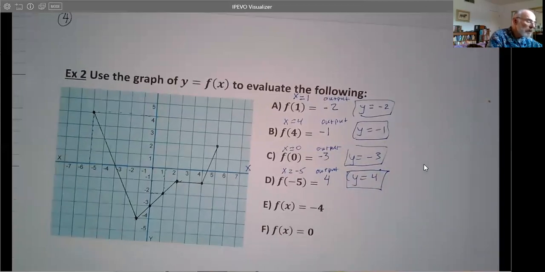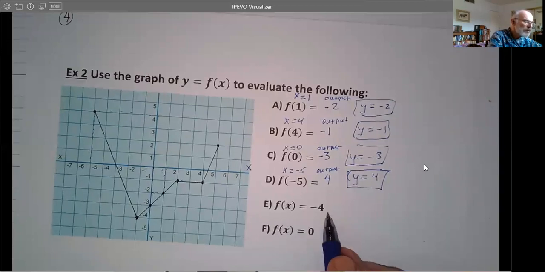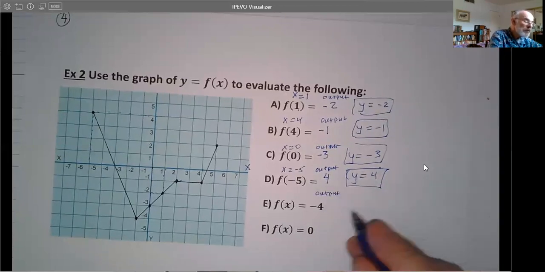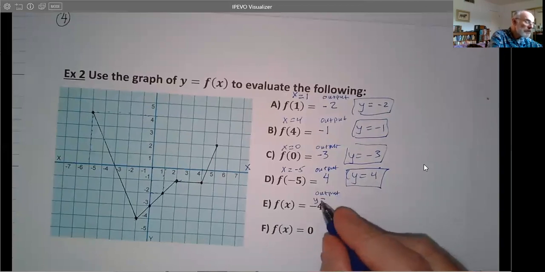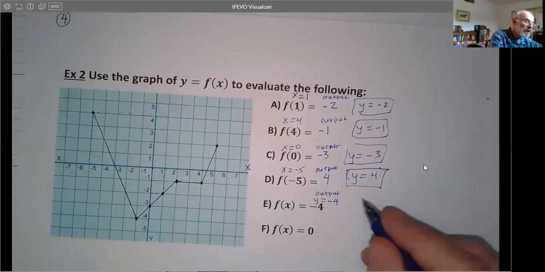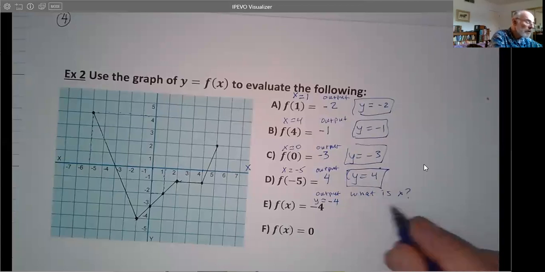Okay, now on this one, they say the function of x equals -4. Notice they didn't put the number over here, they put it over here. This is the output side. So this means that y equals -4. The question is, what is x? That's what they want here.